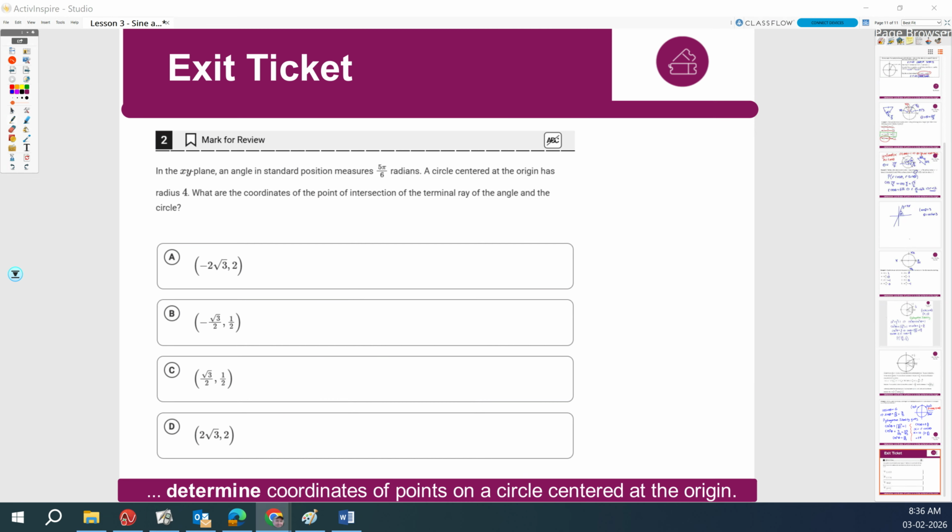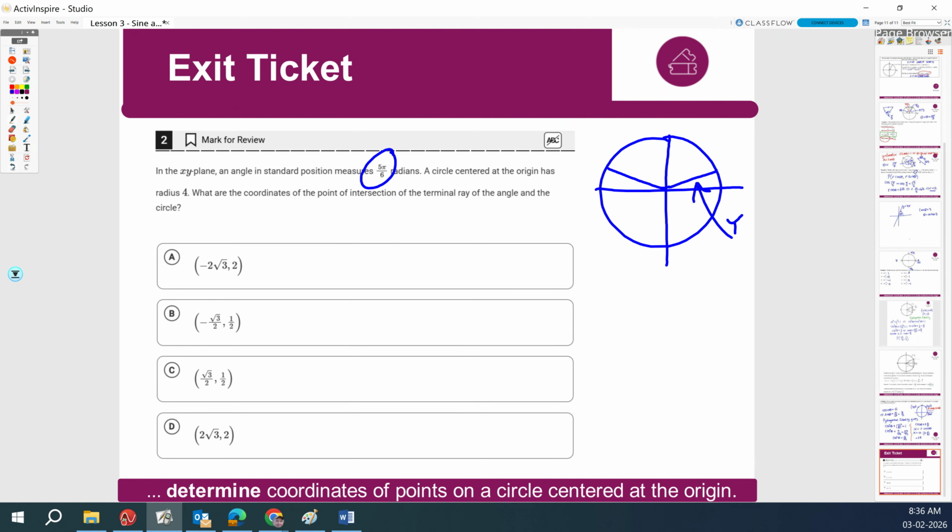Okay, looking at our answers. So firstly, we've got an angle of 5 pi over 6. So we consider the unit circle like this, and we could consider where 5 pi over 6 is going to be. This is 5 pi over 6. We can reflect it back to the first quadrant, and this would be pi over 6. So this is going to be pi over 6.